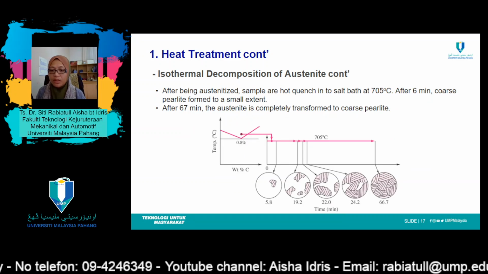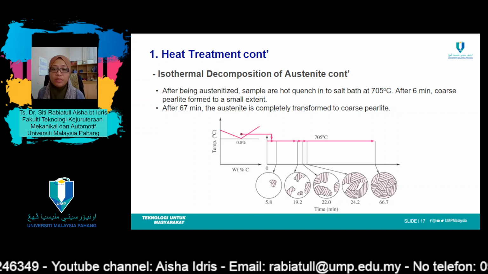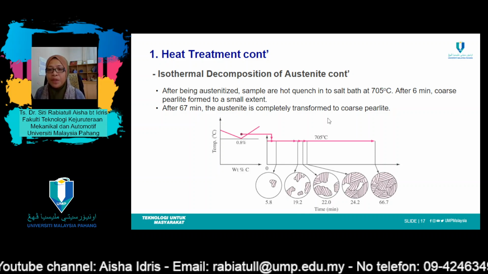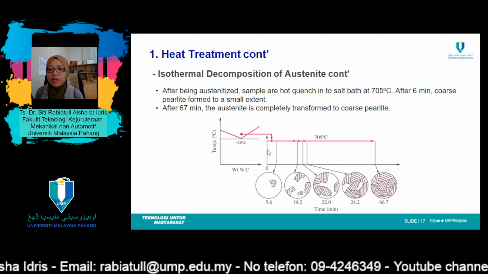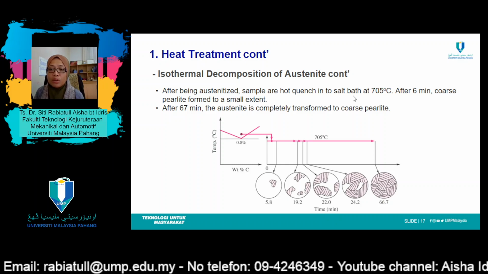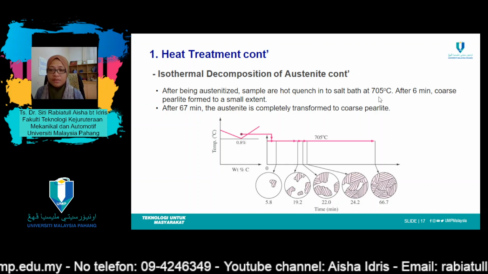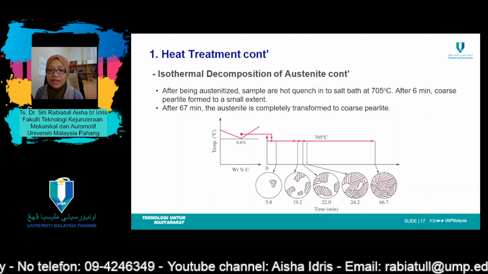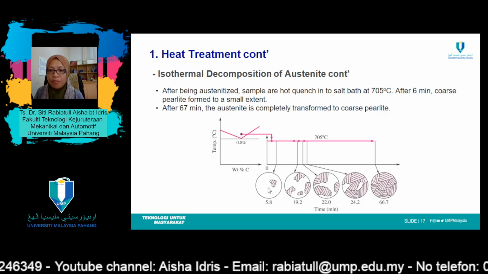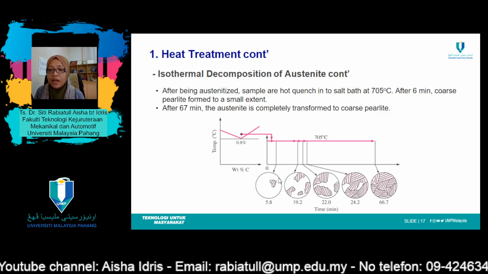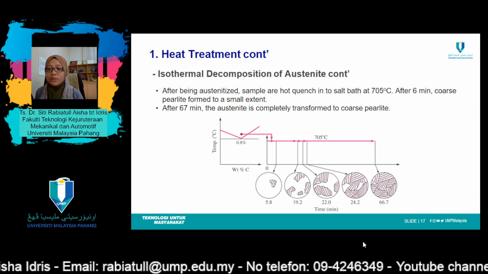For example, let's look at what happens to the microstructure when we use isothermal decomposition. In this case, heating it to austenite temperature, then we start to cool it using a salt bath at a temperature below austenite temperature, which is equal to 705°C for this case. After a certain duration, we will start to see coarse perlite forming in that steel. Then after 76 minutes, the microstructure changed to coarse perlite.